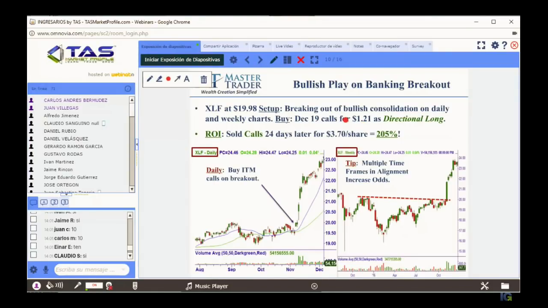24 días después se vendió ese call por 3.70 para un retorno del 205% en 24 días. Ahí ven ustedes por qué esas rentabilidades de 2, 3 dígitos, 4 dígitos en las opciones son tan comunes.